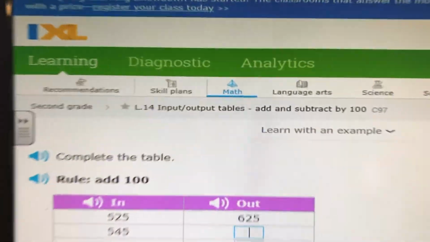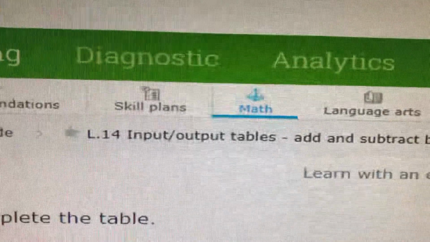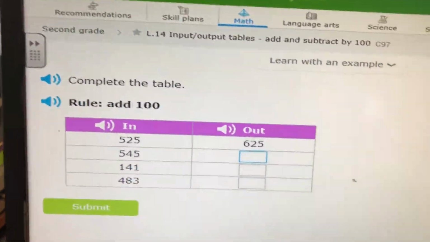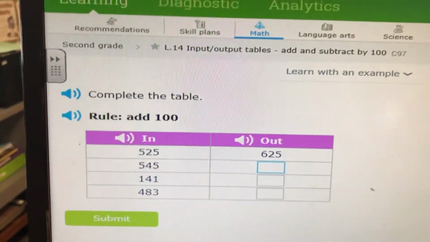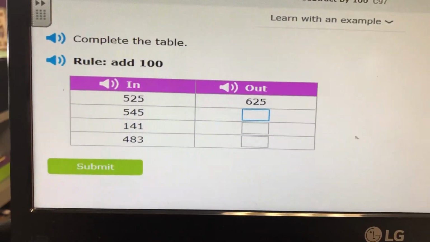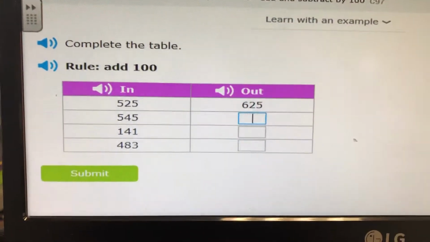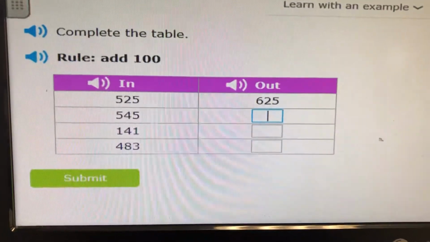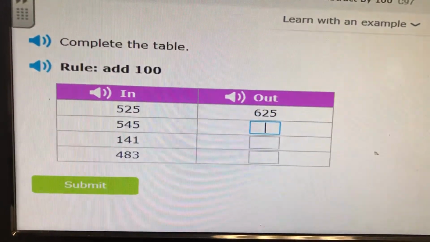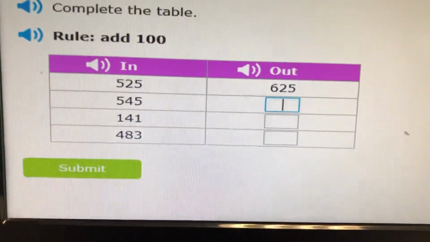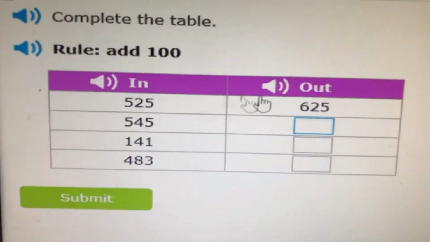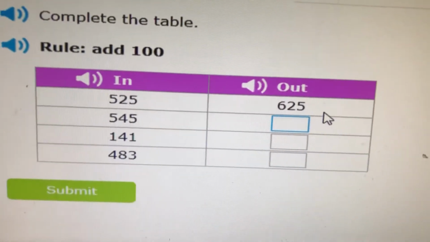So this part is L4, input-output tables. And this is just a reminder, boys and girls, on how we do these. We've done them some, but it's always good to review because it's been a while. So remember, how do we decide what the rule is? Well, on this one, we go by what they have given us. So boys and girls, we start with 525, and out came 625.